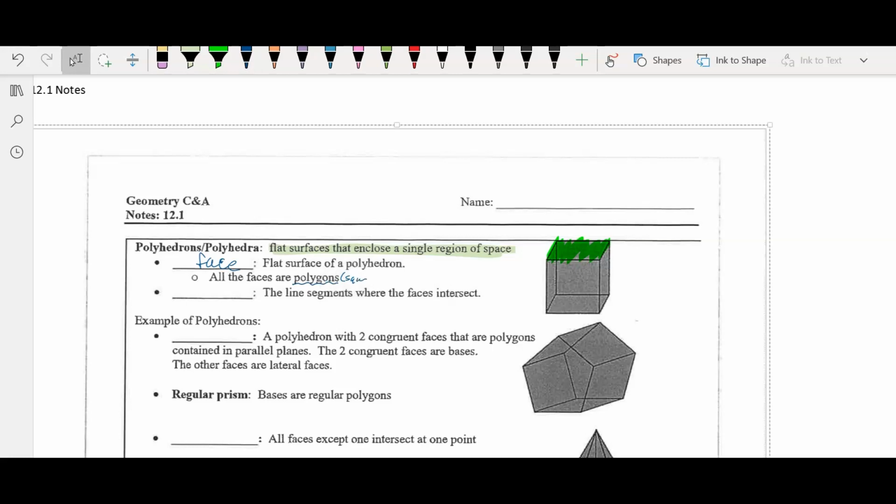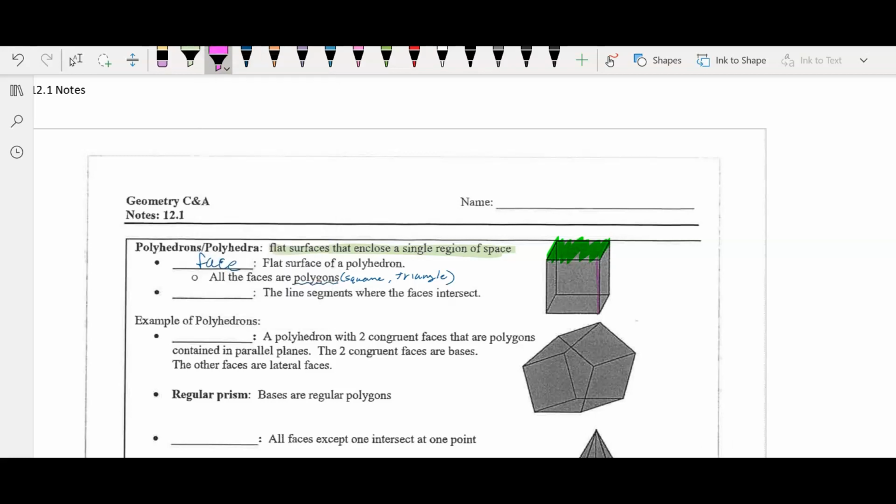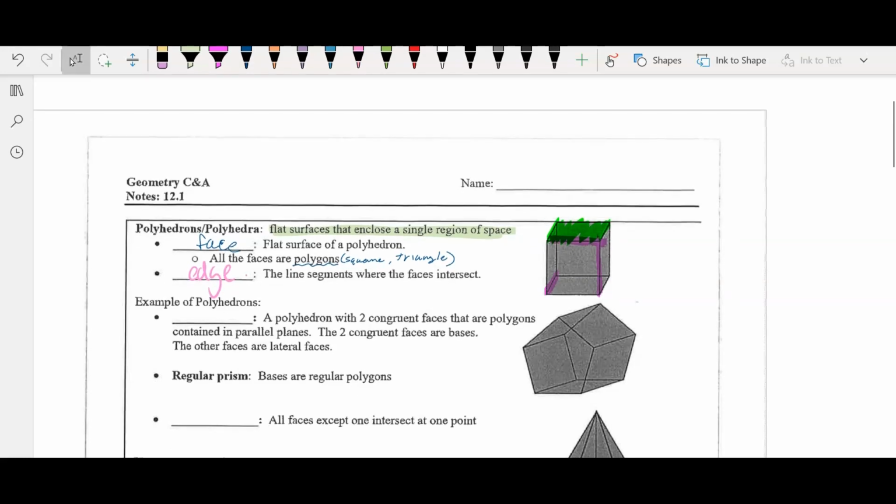So a square, triangle, and so forth. Then the next part, a line segment where the faces intersect, is just called the edge. So here, what I'm highlighting in purple are all edges. Edges are the line segments where the faces intersect.